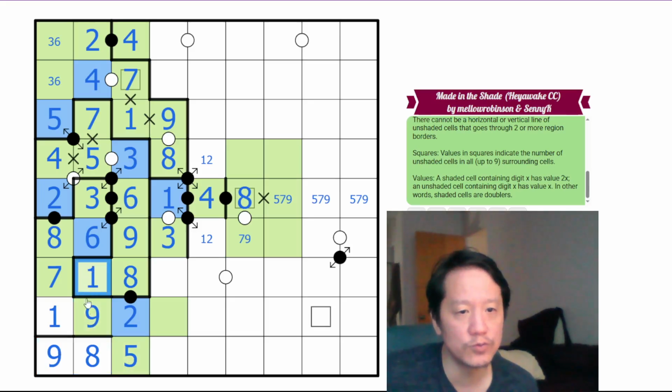This has two unshaded cells going through a region border, so this can't be green. It's blue, which makes that green. Green has to orthogonally connect, so that's green. This is part of that region because it has to exit out. We have 1, 2, 3, 4, 5, 6, 7, 8. So this is part of that region. It has to be 4 or 5. This must also go out that way, so this is a border there.